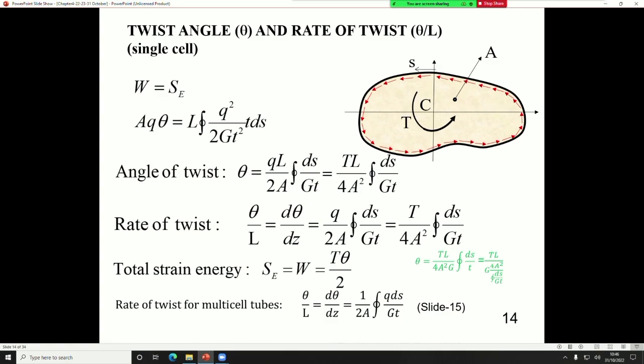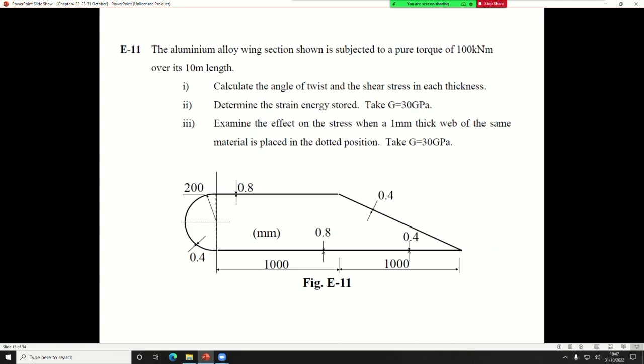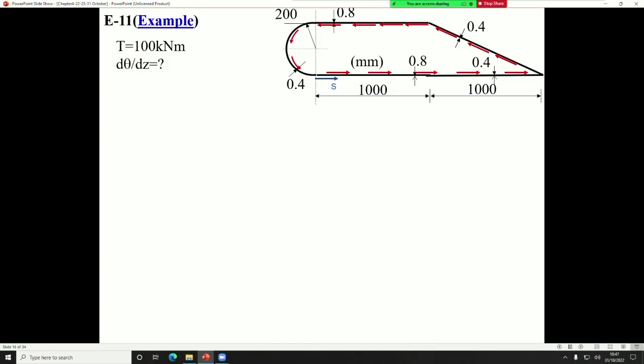Any question on slide 14? Right? So let's solve the second part of this question. It was a single cell. We managed to find the shear stress in each thickness. The next stage is to find the angle of twist of this section. So the red arrows are the constant shear flow applied to the section. Now we are after d theta over dz, theta over L, or theta, the angle of twist, if I multiply by the length.